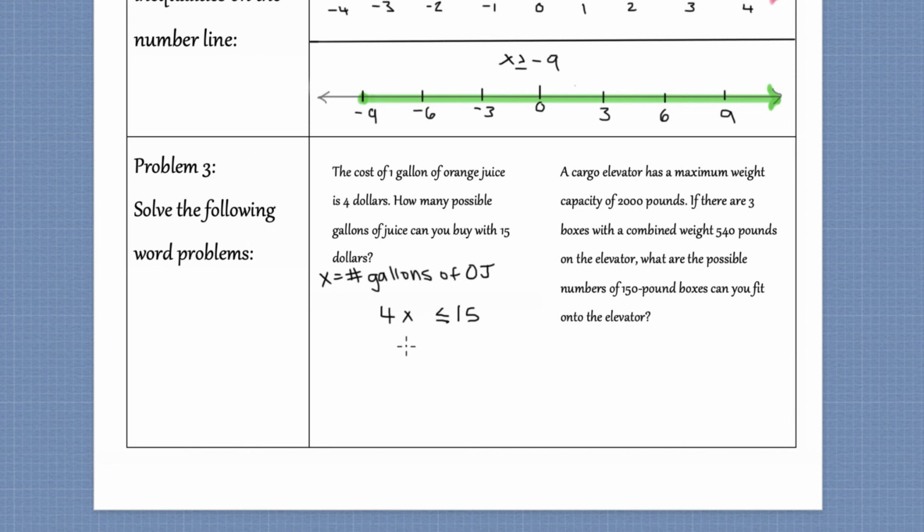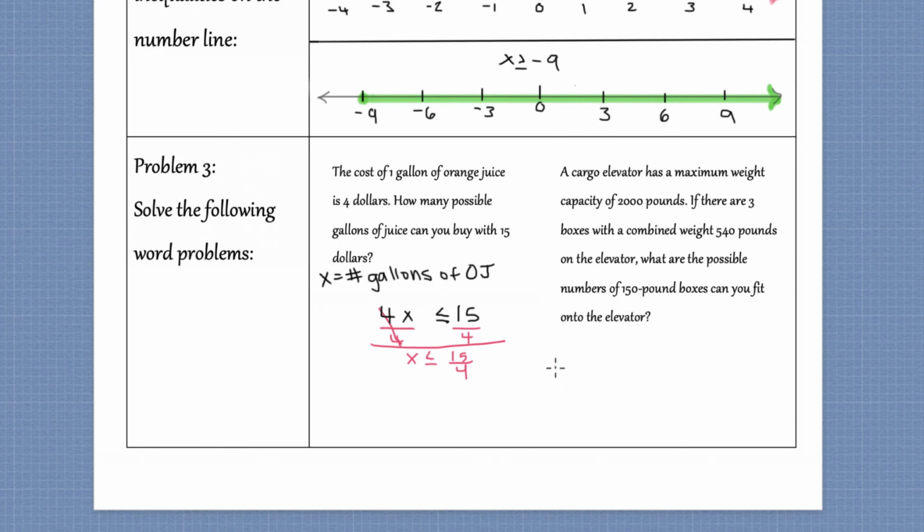Now to solve this, we want to get this x alone, right? And so we're going to divide both sides of the inequality by 4. So 4x divided by 4 leaves us with just x, which is less than or equal to 15 over 4. So our answer is x is less than or equal to 15 over 4, or you can buy at most 15 over 4 gallons of orange juice.